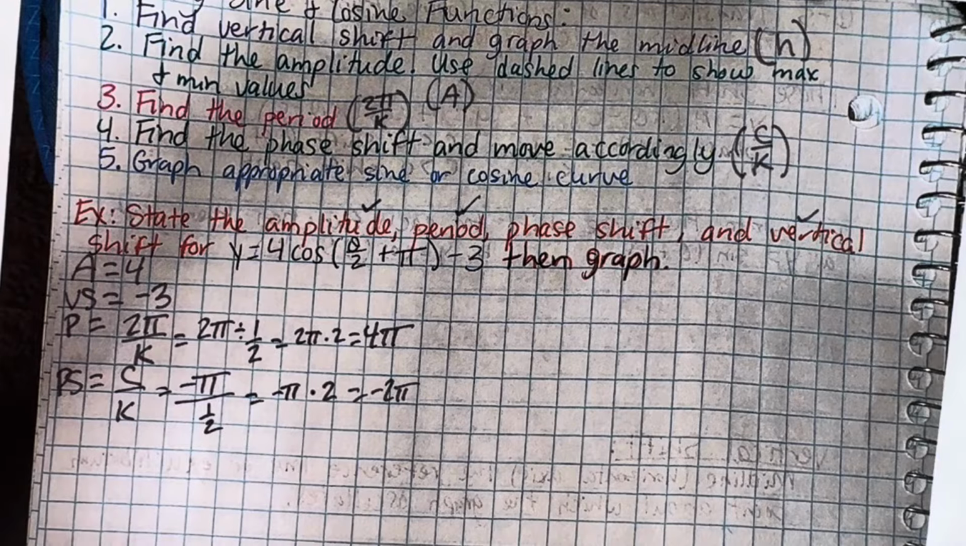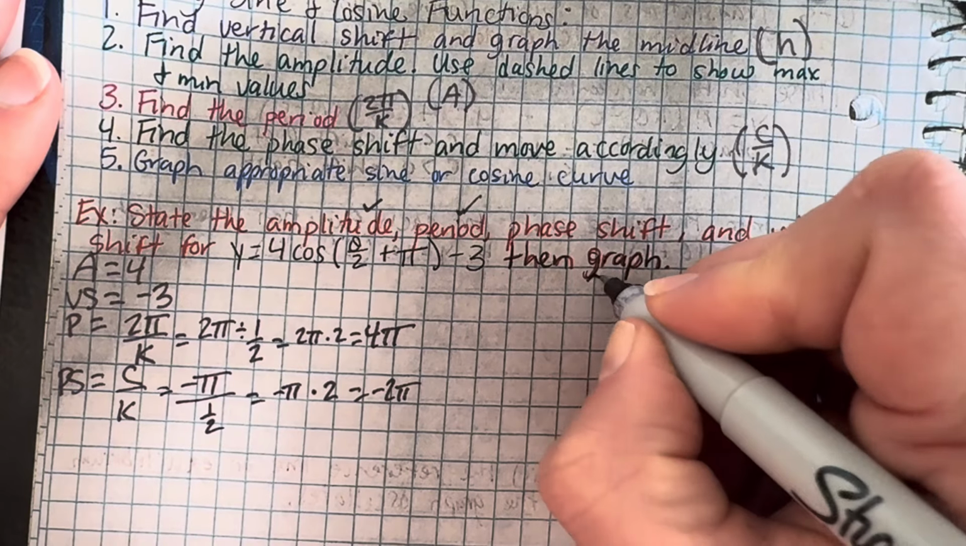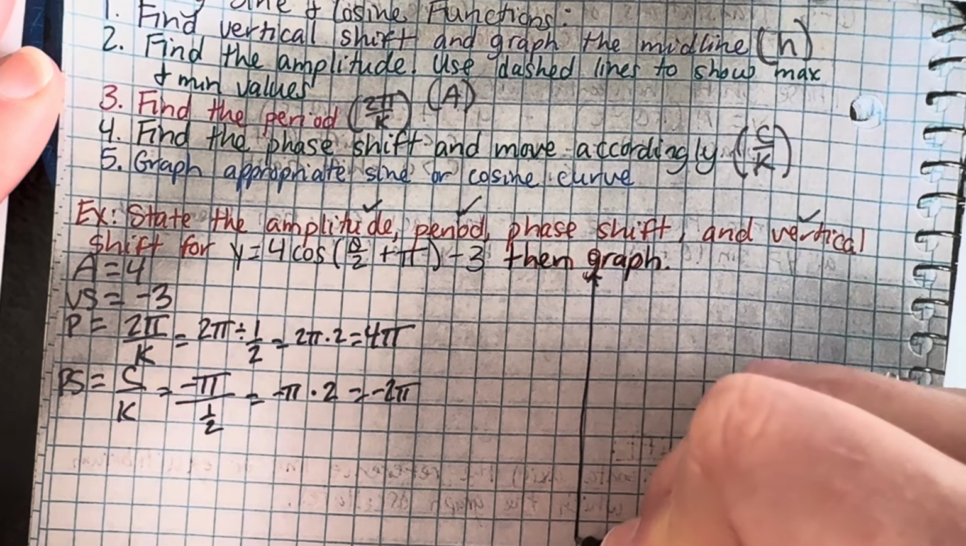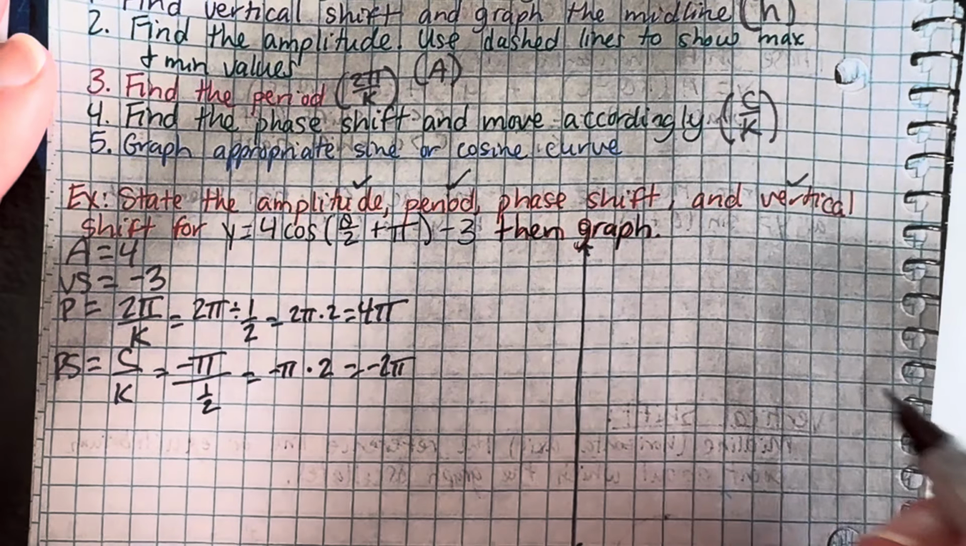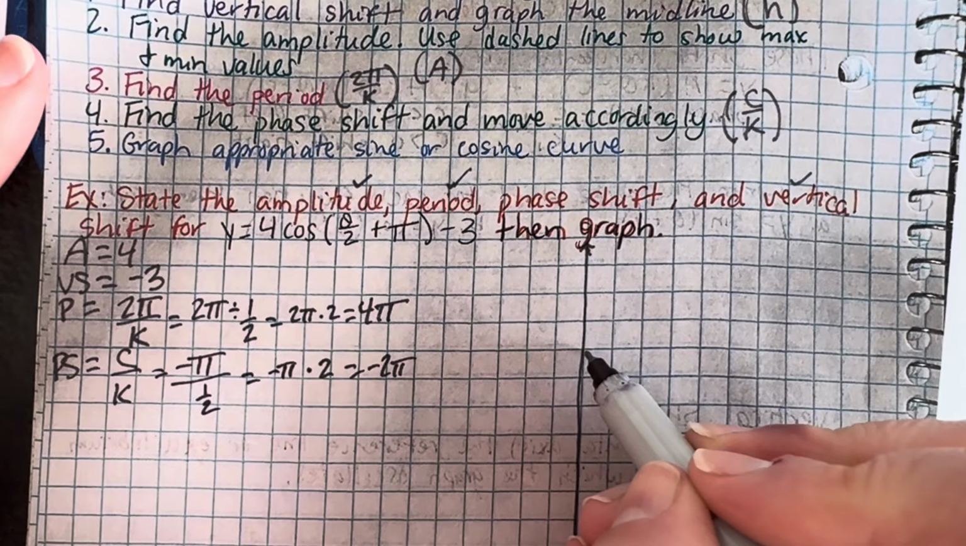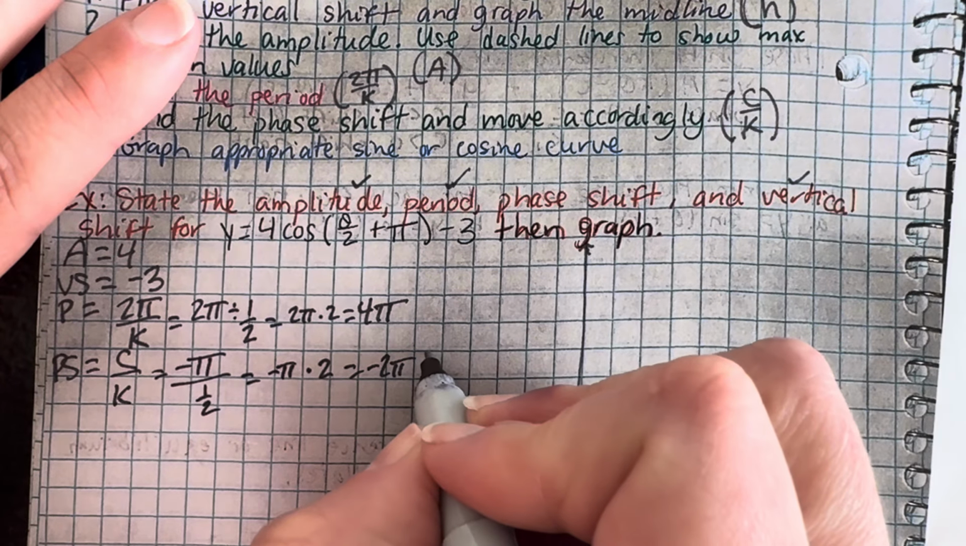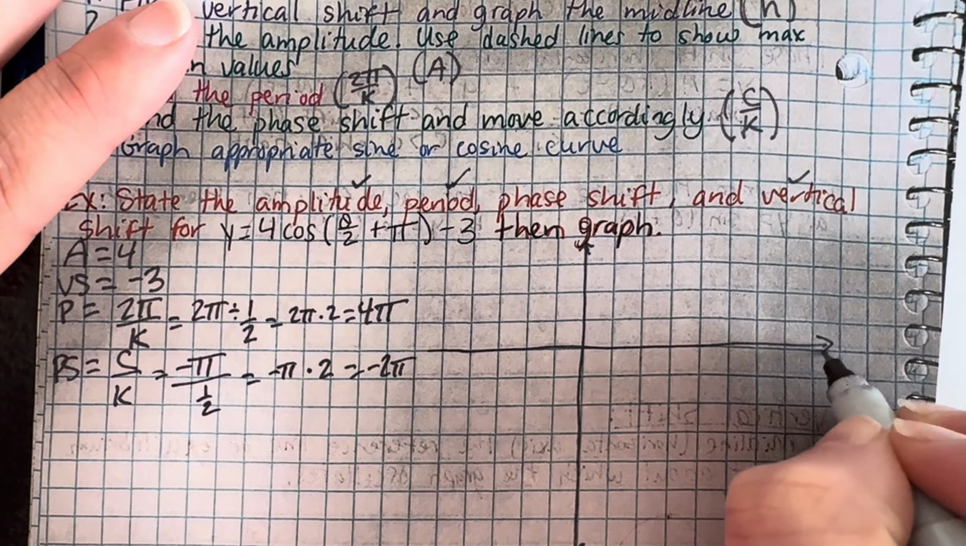So I'm going to take my graph here. I know my amplitude, my vertical shift is going to be down to -3. My amplitude is going to be at 4. So I'm going to need, for the most part, the bottom part of my graph, but we'll graph a big one here. Let's see if that's enough. 3, 1, 2, 3. Okay, I think if I go here, we'll be good.